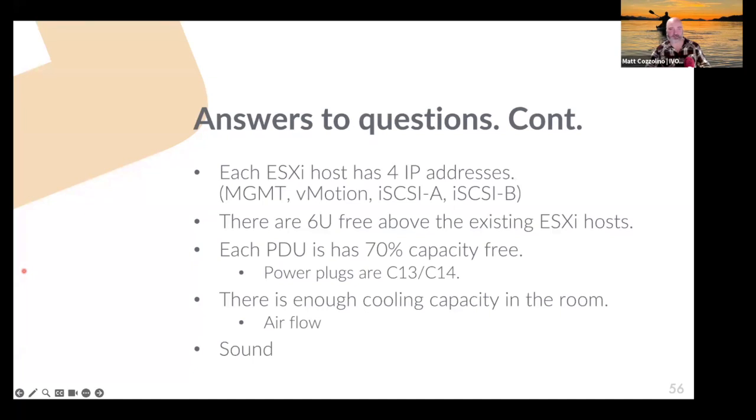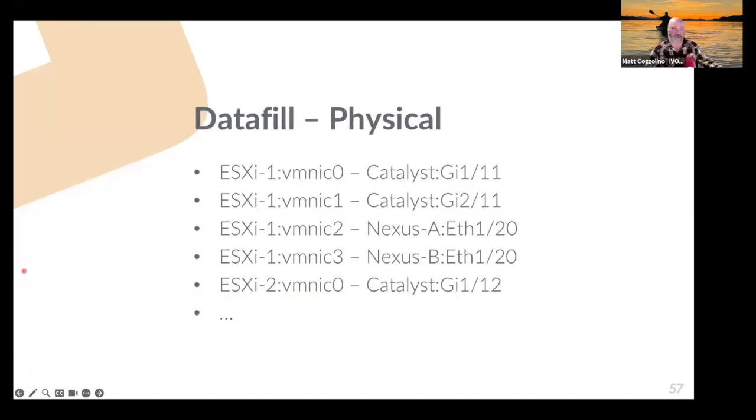We do some drawings. Jeremy knows what free ports he's got. We're able to say, for my host 1, let's plug NIC 0 into the Catalyst. Let's plug NIC 1 into the other Catalyst. Let's plug NIC 2 into the Nexus, NIC 3 into the Nexus. And then on our second host, we'll plug it into here and plug it into there. Now Jeremy has all of the information he needs. We know where we're plugging this in.